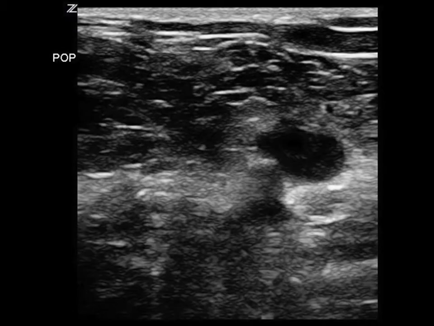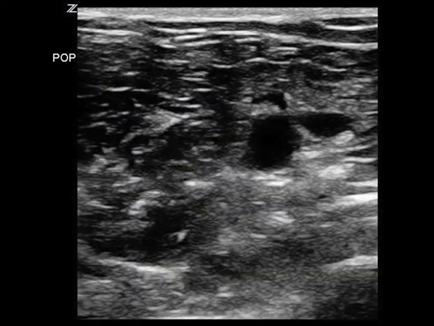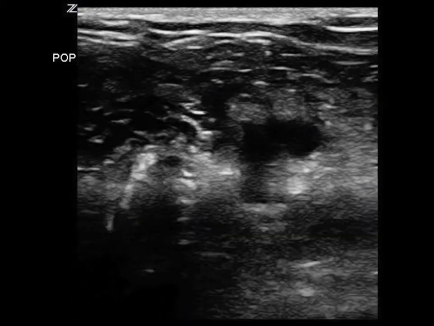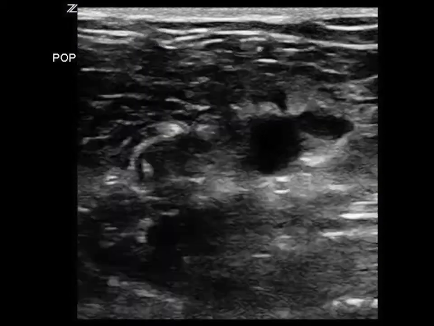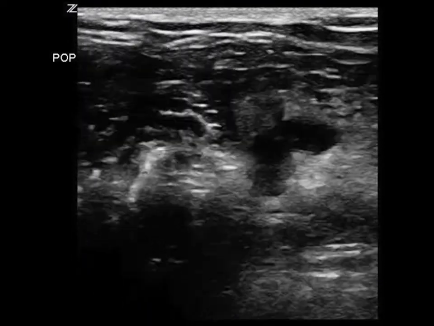If we move down to the popliteal area, in this case we have compression, and then no compression. We have compression, no compression. Even in that first compression right here, it might not be compressing 100%.